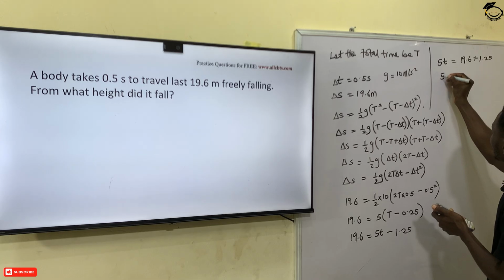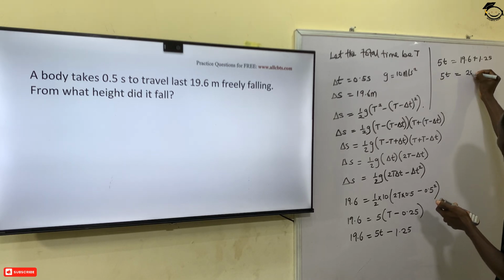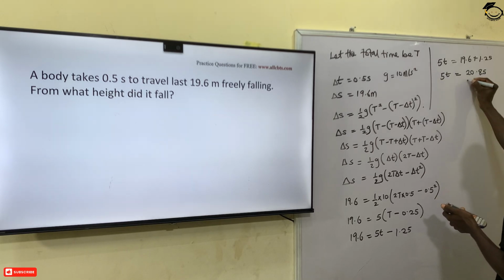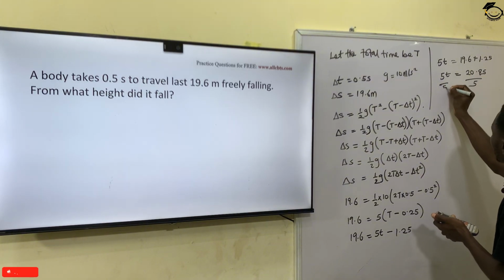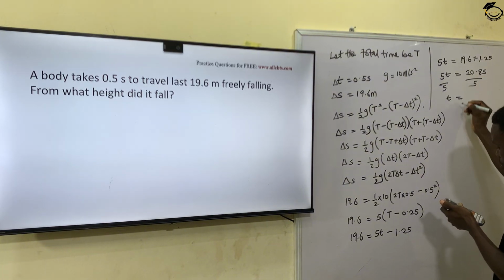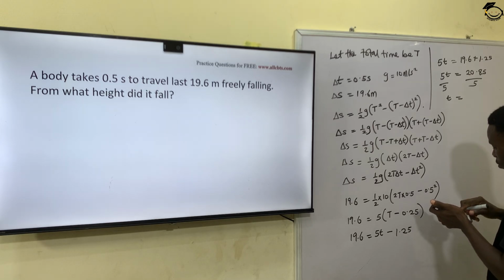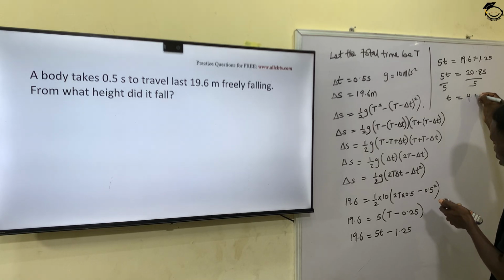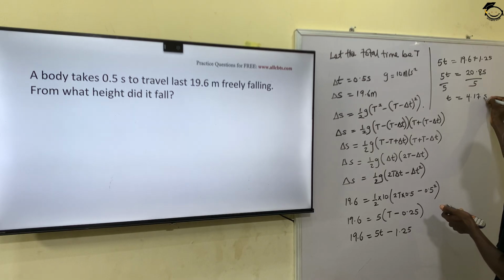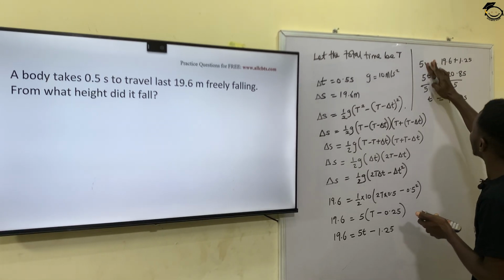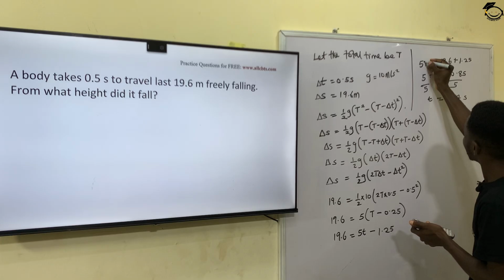So it means that my 5t will be equal to 20.85. So if I divide both sides by 5, it means that my t will be equal to 4.17 seconds. So this capital letter T, sorry.